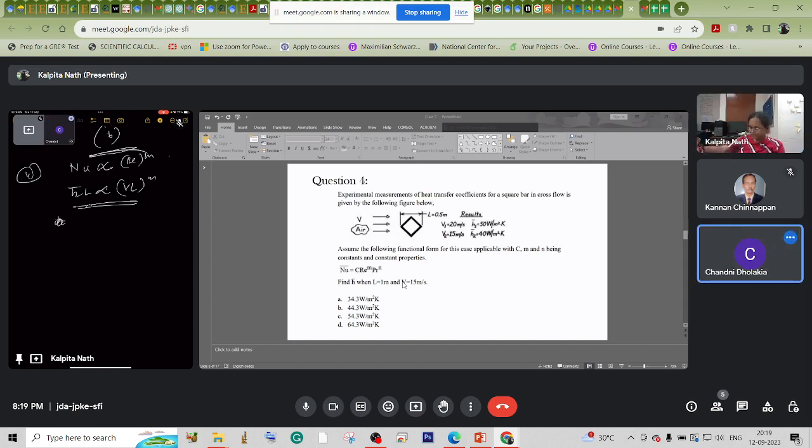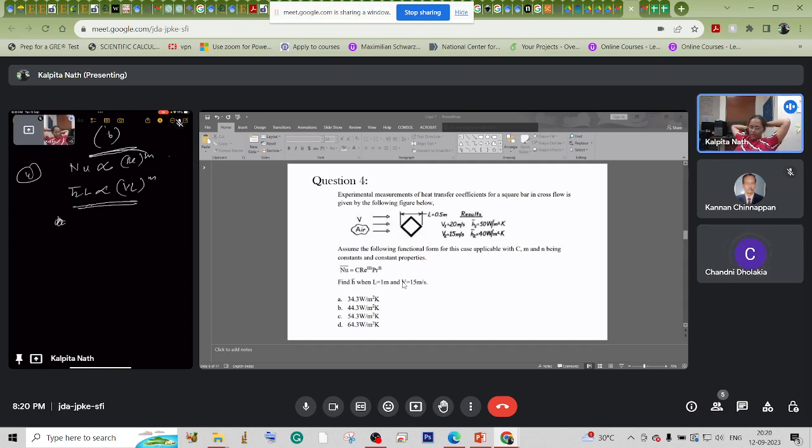Ma'am, can you, Devika, tell me. For the third part, Nu is equal to hL by k, again that is proportional to VL. In that case also, if we put L equal to 1 and V equal to 15, we get 15 to the power m, because L is again 1. So H is equal to 15 to the power 0.78, but that is giving the value 8.